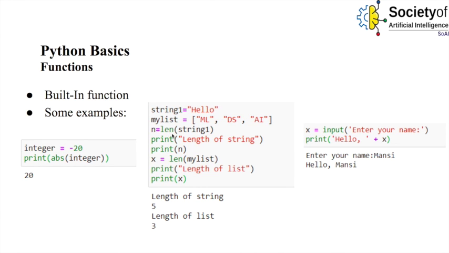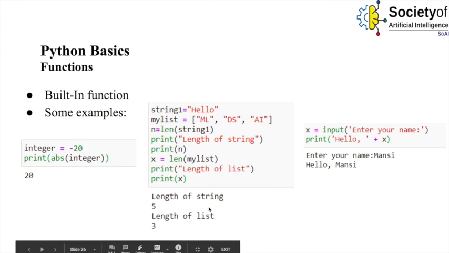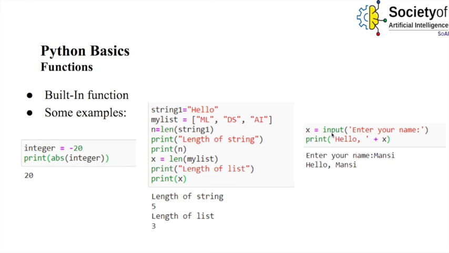Now len, this len will tell you the length of the first string. So hello here has 5 alphabets, so the length will be 5, and this list has 3 elements, so its length will be 3. So length of string is 5 and length of list is 3. Now input, this is used to take an input from the user. So x is equal to input, enter your name, print hello plus x. Again you will concatenate whatever x is with hello to get the output. Okay, so we have discussed the functions also.